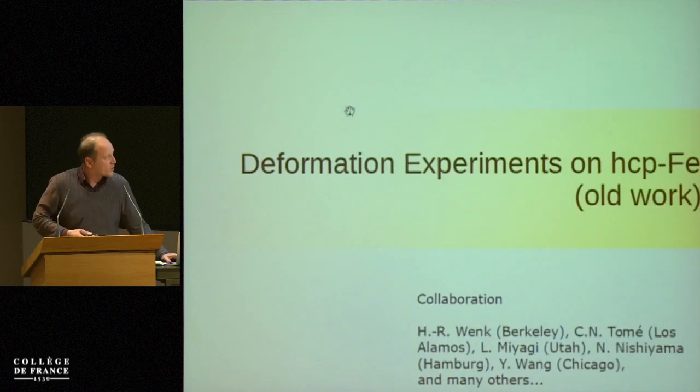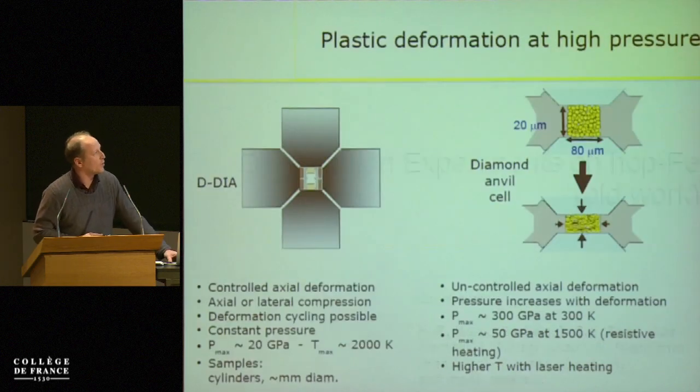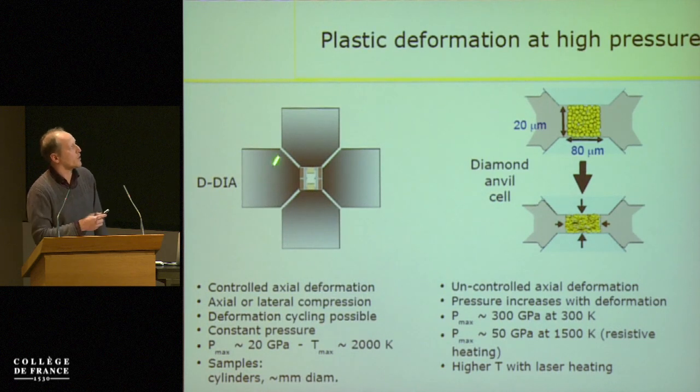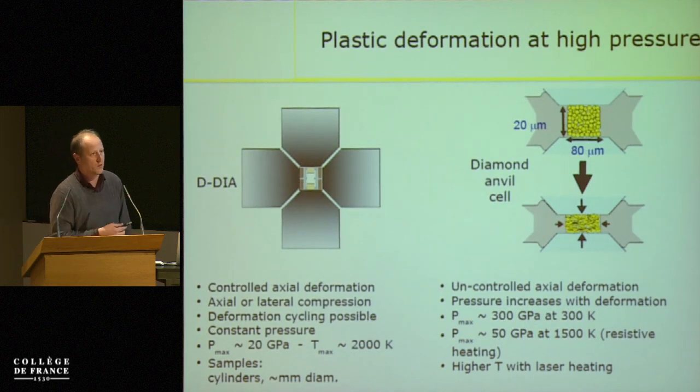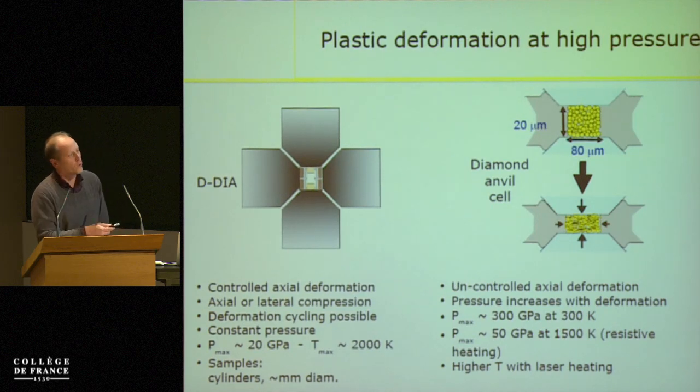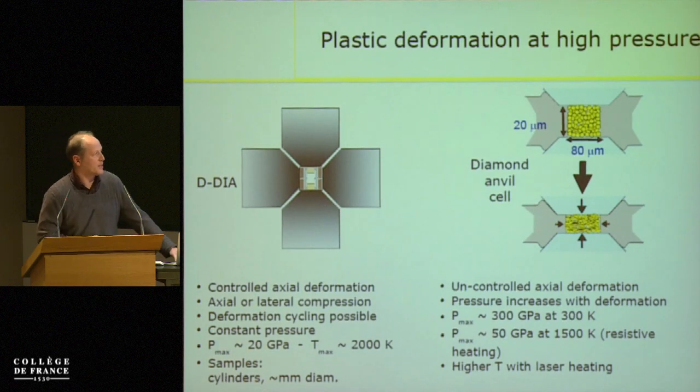So I'm going to show you some experiments when we tried to do a deformation experiment on the HCP phase of iron. That's pretty old work now, so I'm going to go fast. We were using the Deformation-DIA press to work at 15, 18 GPa in this case. It was done by Nori Nishiyama. We also use a diamond anvil cell, which is not really a deformation apparatus, but from which you can activate plastic deformation mechanisms and say something about plasticity. At really high pressure, you can go to 3 megabar. Now we're working on doing it at high temperature as well, with resistive heating or laser heating, for instance.